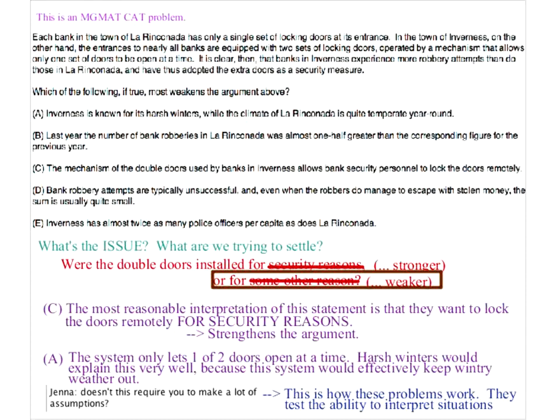And remember, the other thing here is I think you guys are thinking that you have to totally destroy the argument. You don't need something that proves that the doors are because of weather. You don't need to prove that. All you need is something else that provides a strong justification for having these doors. We don't know if it's this or if it's the security issue, but this is another reason why you would want the doors installed.